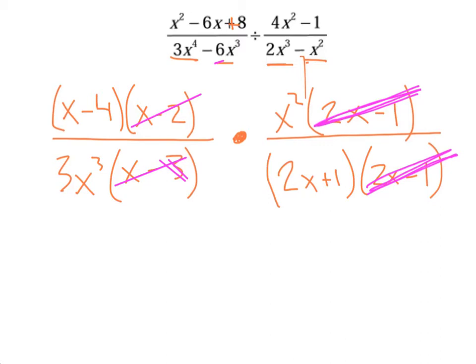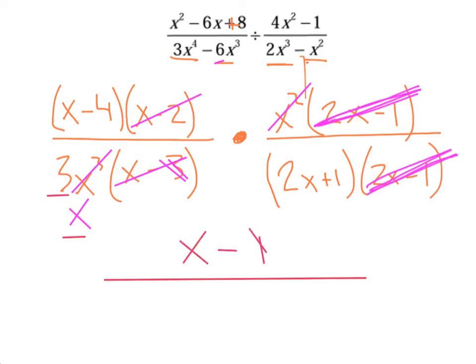I think I can cancel one more thing. I'm going to say the x squared knocks off 2 of the x's, but I still have an x left right there. So once the dust settles, what do we have left when everything else fades away here? Let's see, I've got the quantity x minus 4 on top, and it looks like I've got a 3 and an x, and the quantity 2x plus 1. And that's as much as I can cancel. This is my simplified answer.